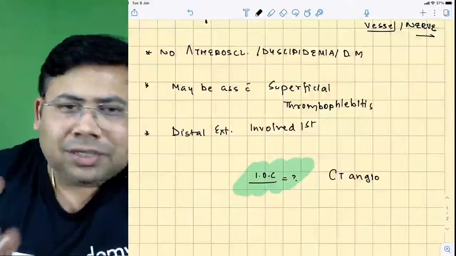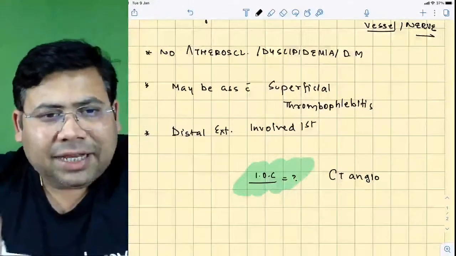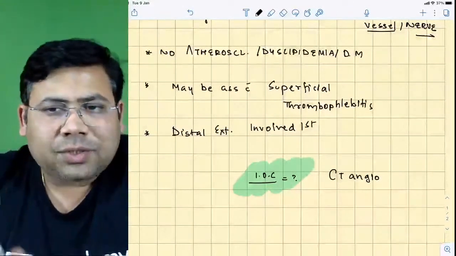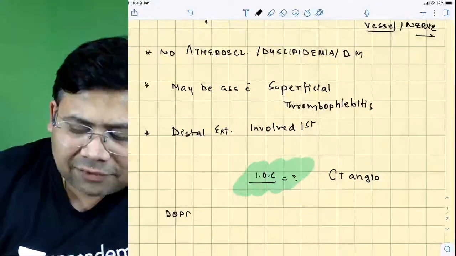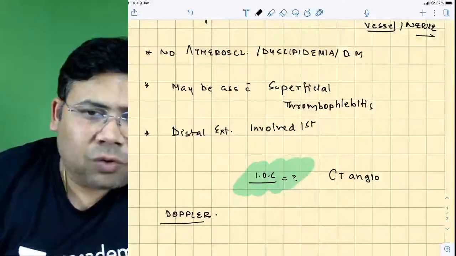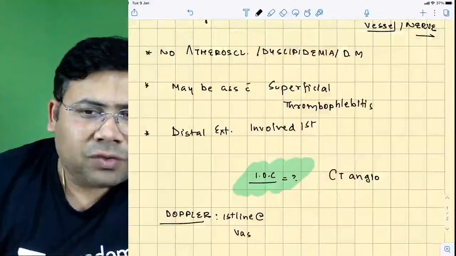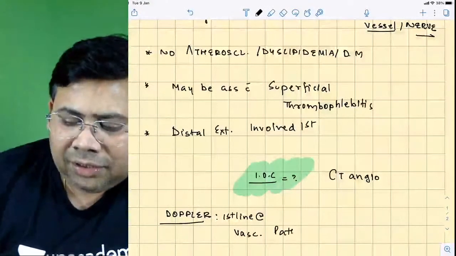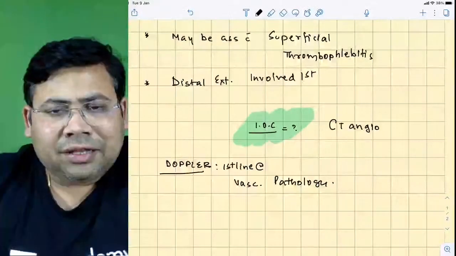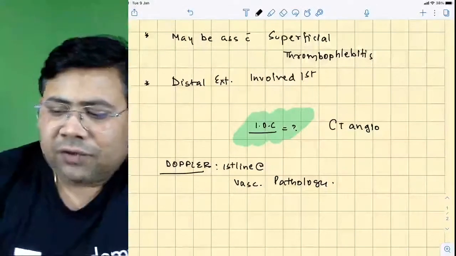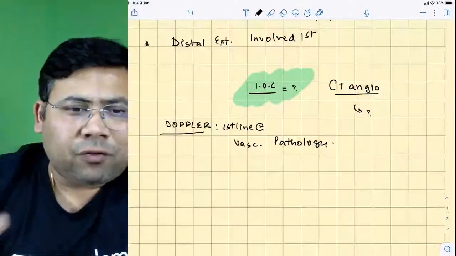Doppler is not the investigation of choice. For the arterial system, it is the CT angio which is actually going to establish the peripheral arterial disease. Doppler study is always considered the first line investigation for evaluation of any vascular pathology. But if you talk about how to document it, how to see the extent of the condition, you will have to go for CT angio.